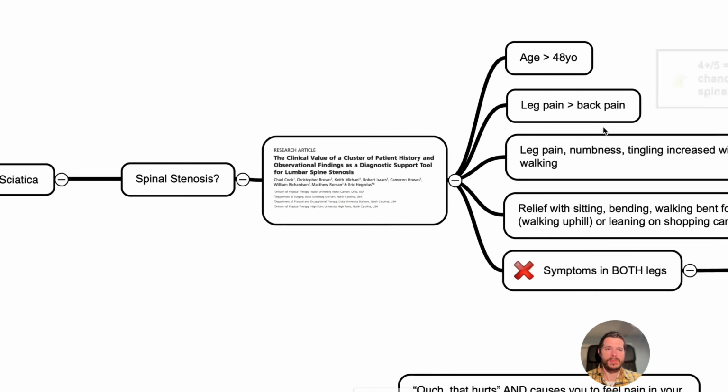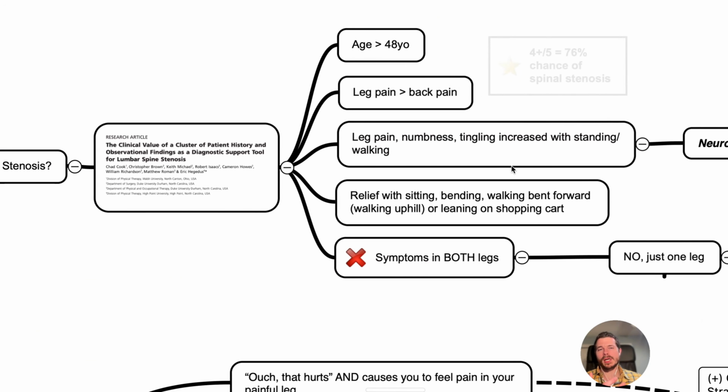Is it spinal stenosis? Again, we go through this article, which suggests that there are a cluster of findings which can predict spinal stenosis with a high probability. So age greater than 48 years old. Is your leg pain greater than your back pain? Do you have leg pain, numbness, tingling that increases with standing and walking? Do you have relief of pain with sitting, bending, walking bent forward, or leaning on a shopping cart? Does that make your leg pain, numbness, tingling get better? Do you have symptoms in both legs? Well, no, you don't have symptoms in both legs, and we'll talk about what that means in a second.